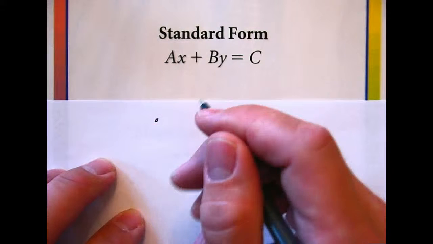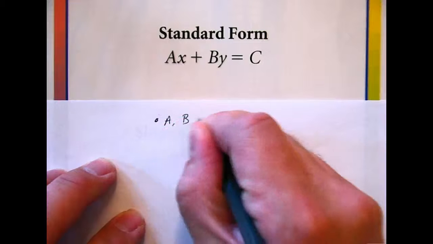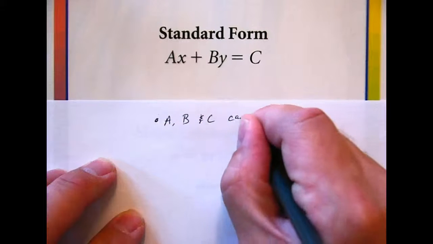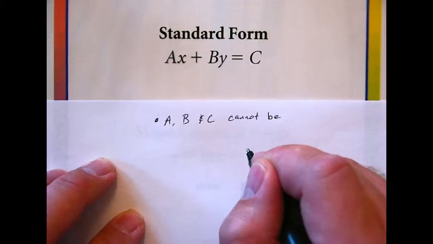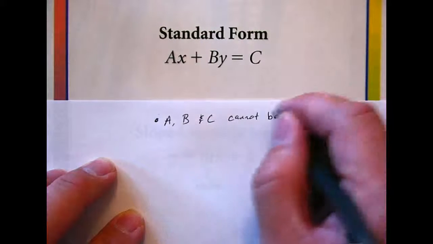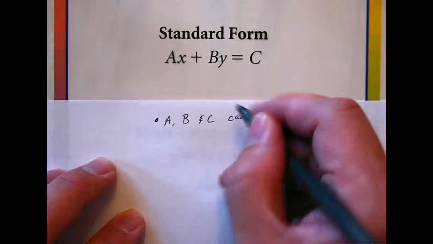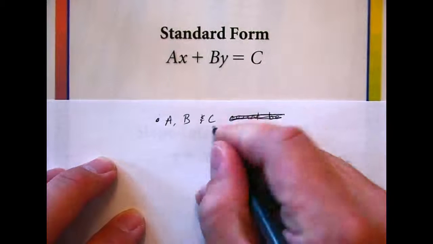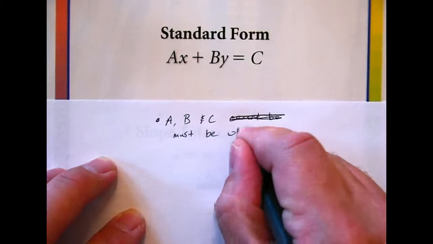You need to understand that in standard form there are some rules. Anyone remember the rules? A, B, and C cannot be 0. They cannot be fractions. Why don't we just say A, B, and C must be whole numbers.